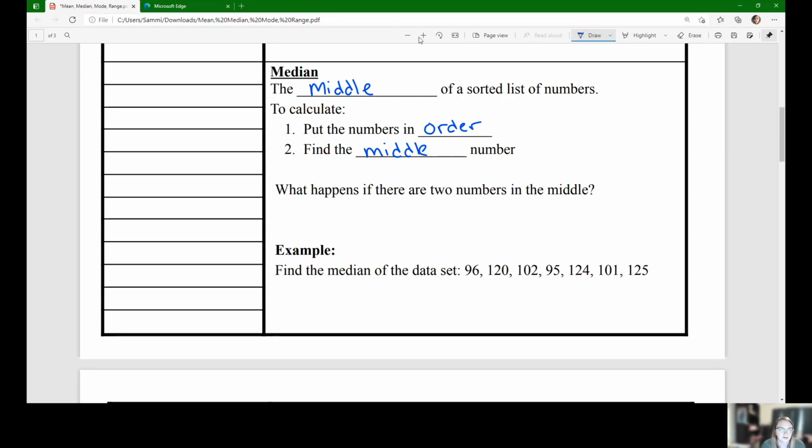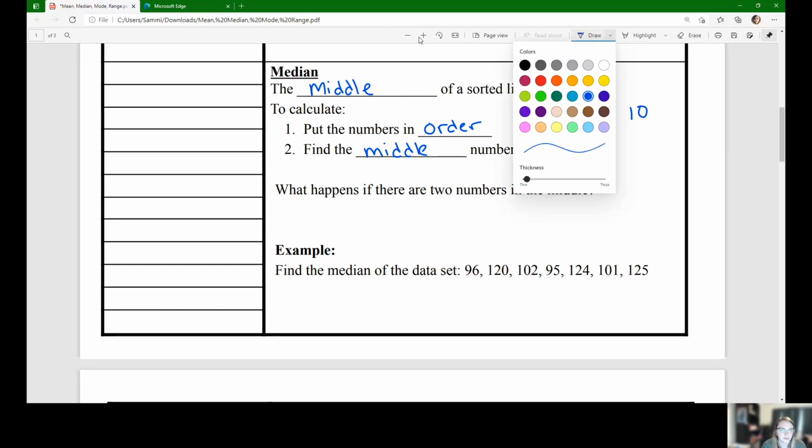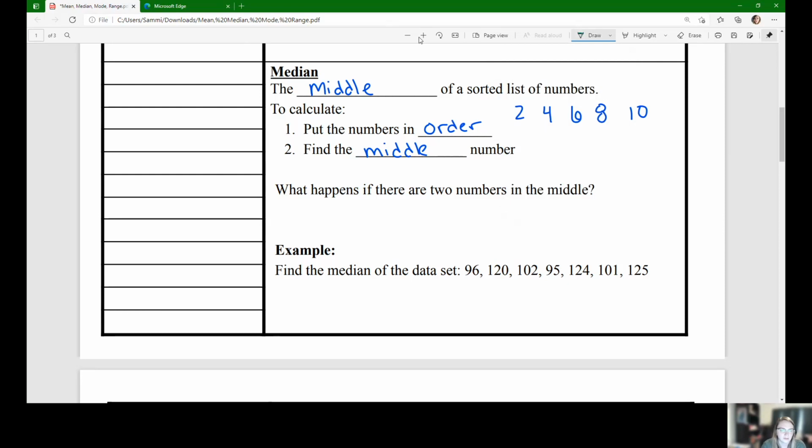So if I have the numbers, let's say 2, 4, 6, 8, 10, the number in the middle is the 6. So what I can do is I can actually cross out the numbers, which is green. Right, so I start on this end, I cross out 2, I go to this end, I cross out 10, this side cross out 4, this side cross out 8. The median would be 6. It's just the one in the middle.